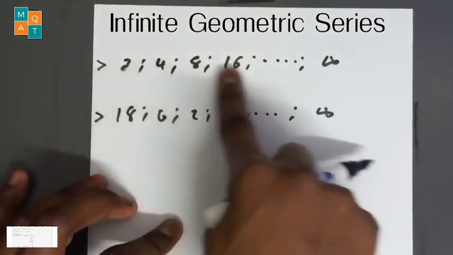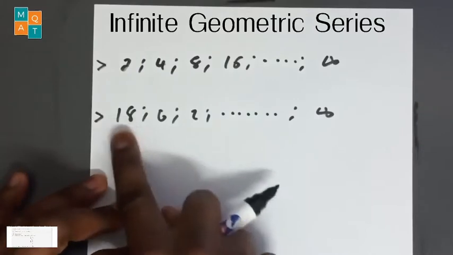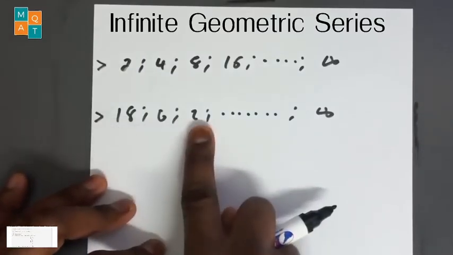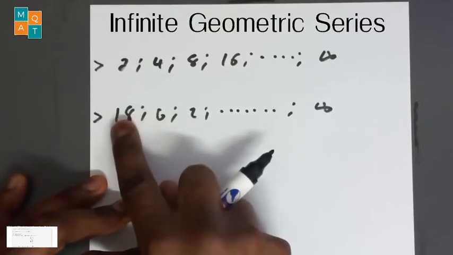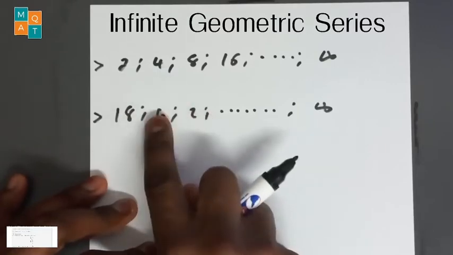Now let's look at the second series. We've got 18, so 6 divided by 18 is 1 over 3. 2 divided by 6 is 1 over 3. You can see that our r is not a value that is bigger than 1. There's something interesting about that.